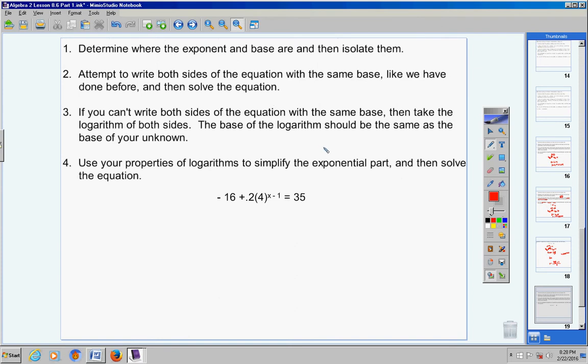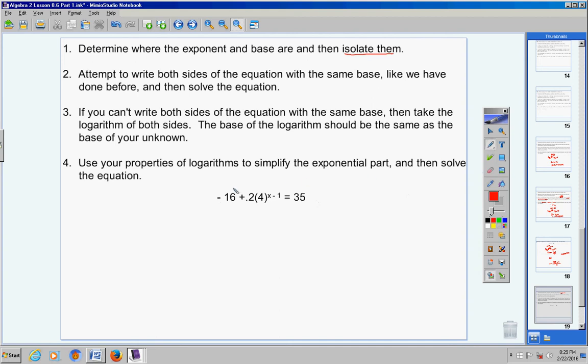Alright, here we go. Step 1. Determine where the exponent and the base are. Now be careful. Is the 0.2 your base? Is the 4? Well, let's see. Here's my exponent right here. What's the base? 4. This is not the base. 4 is the base. It's right next to the exponent. So I have to get rid of this number, and I have to get rid of this number. Okay? In order to do what? Isolate them. Okay? Everybody see it okay? This is my exponent. This is my base. Everything else I've got to get rid of.